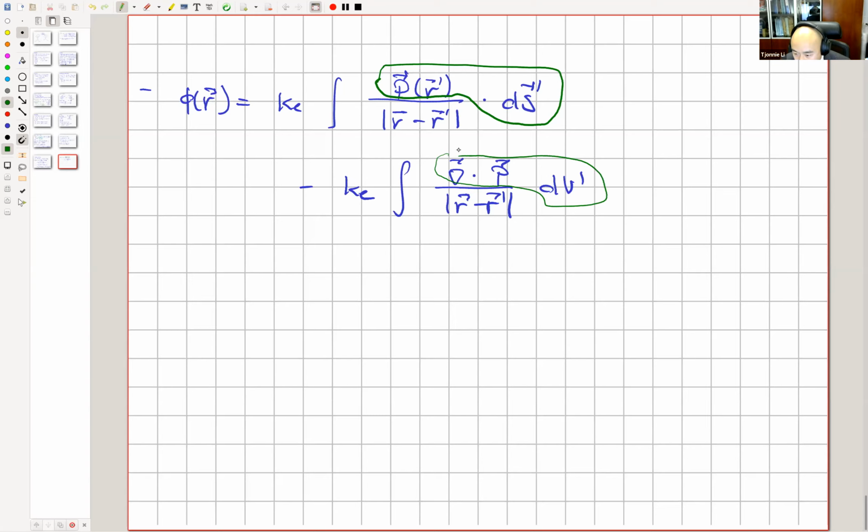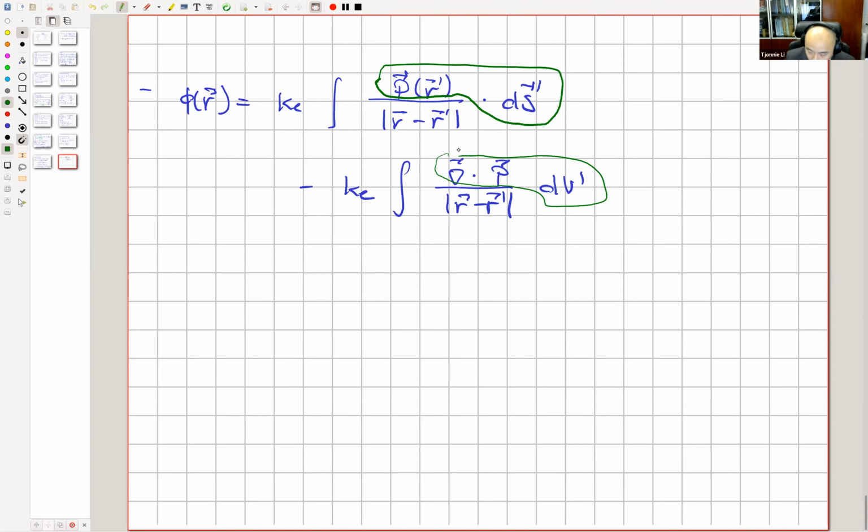The divergence depends on the unprimed coordinate, but the integral is in, I'll get to this in a moment. The thing is, when you do this in r minus r', you can always flip the divergence from a primed divergence to an unprimed divergence if it only depends on 1 over |r minus r'|.